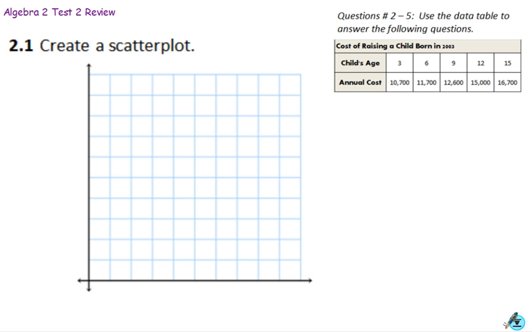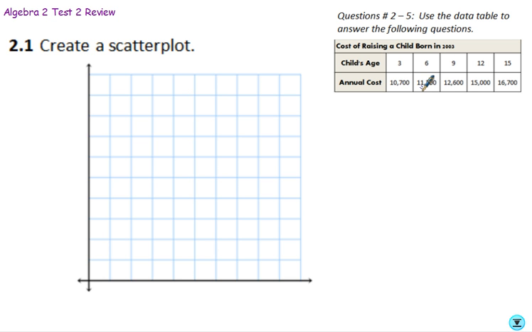So on number 2, or at least 2.1, the information that we're looking at, if you look at the table here, says child's age and annual cost. And this is 2003, so maybe the numbers are a little old, but probably not too far off. What we're saying is that if you have a 3-year-old, on average that 3-year-old is going to cost you $10,700. Just in that 1 year. It's a lot of money.